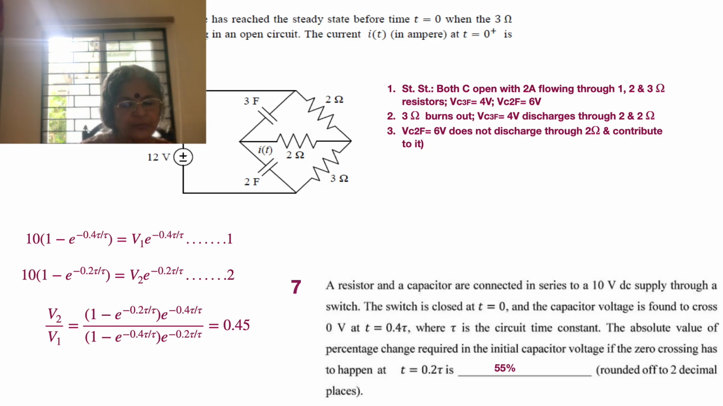Since all the details are given here, and I hope it has been explained appropriately, you can just substitute for all the values, especially e raised to minus 0.2 and e raised to minus 0.4. That's all you have to write, because tau cancels, and you see that V2 by V1 is equal to 0.45. V2 is only 45% of V1. In other words, there is a reduction, so the absolute percentage change is going to be 55%, and it's negative.